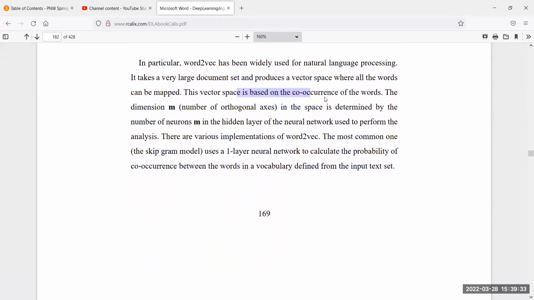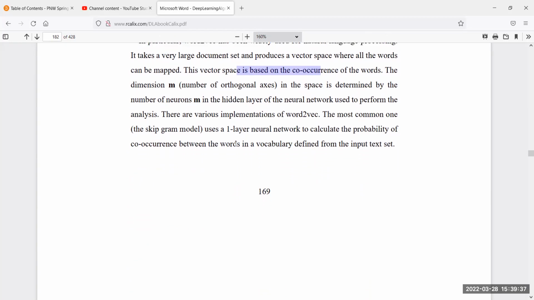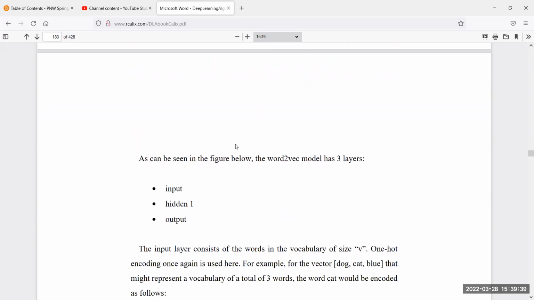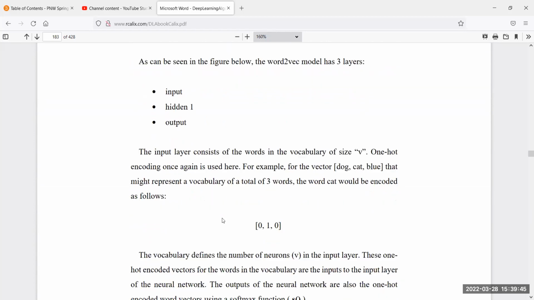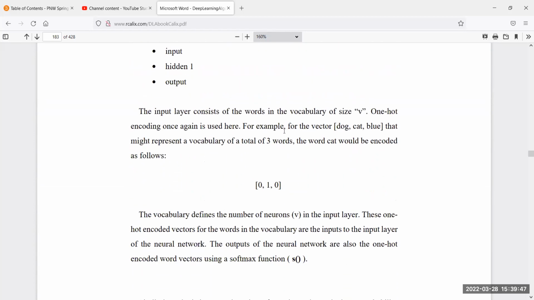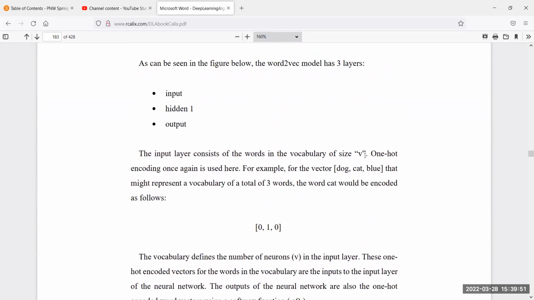The vector space is based on the co-occurrence of the words. You specify a dimension specifically. The architecture just includes an input layer, an output layer, and a hidden layer. So it's not even a deep neural network. The input layer consists of the words and the vocabulary of size V. So you can see it's pretty big. They're one-hot encoded so that you can represent it.